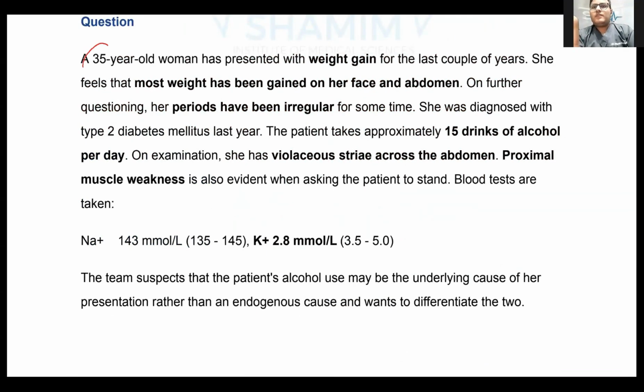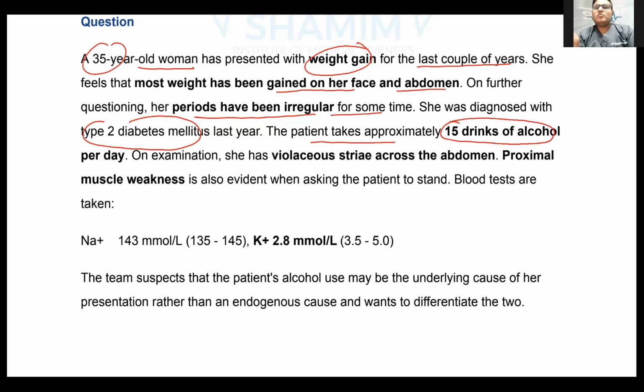A 35-year-old woman presents with weight gain for the last couple of years, and she feels that most of the weight has been gained on her face and abdomen. On further questioning, her periods have been irregular for some time. She was diagnosed with type 2 diabetes, and she takes approximately 15 drinks of alcohol per day. There are striae across the abdomen, and there is proximal muscle weakness when asking the patient to stand.